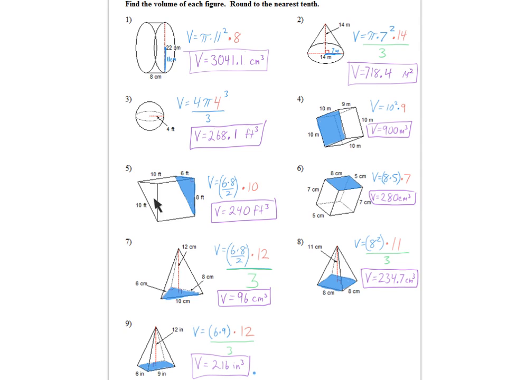Here I have a triangular prism. So I find the area of that triangle. So it's base times height, 6 times 8, divided by 2, is the triangle base, times the height, which is 10 deep, and multiply it out, and you get 240.